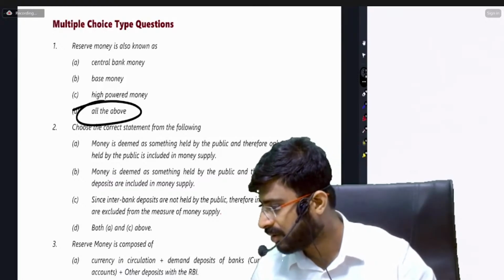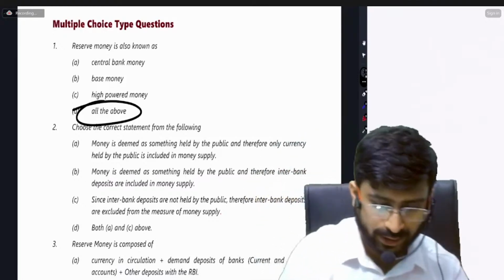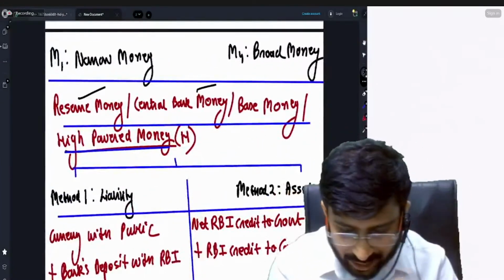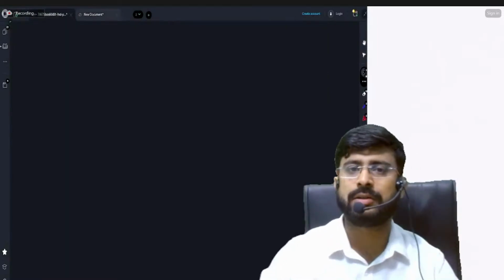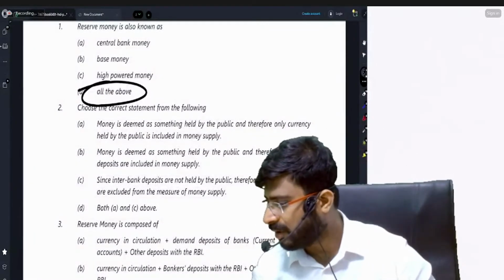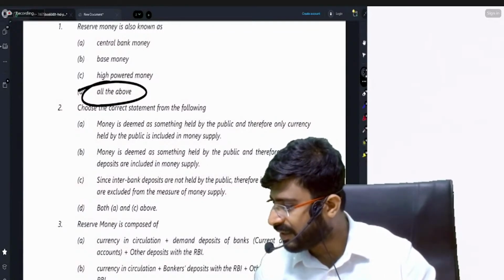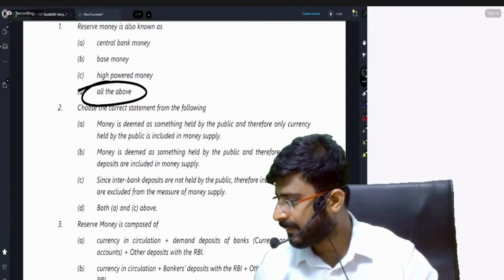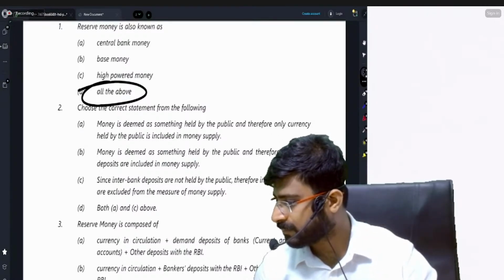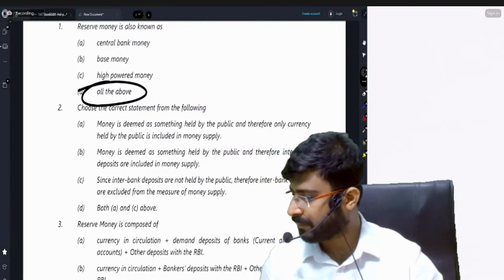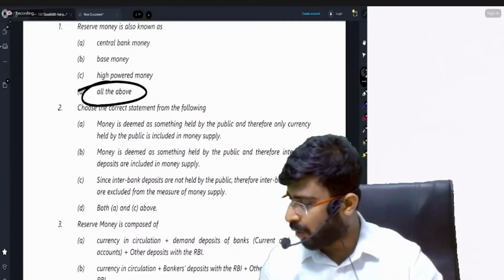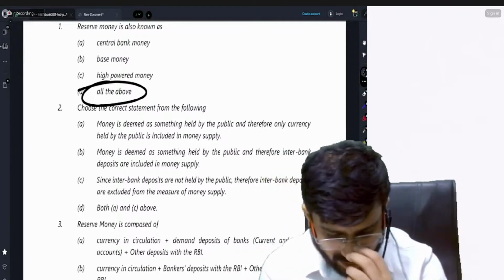Sir, can you tell us where you have made us write all this? Here it is. See, reserve money, central bank money, base money, high powered money. Check. Oh right, sir, you have indeed made us write this. Crystal clear, yes or no, everyone? Very good. All of you seem to be agreeing. Let's see the next question.